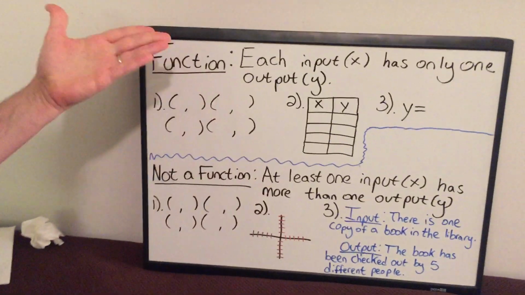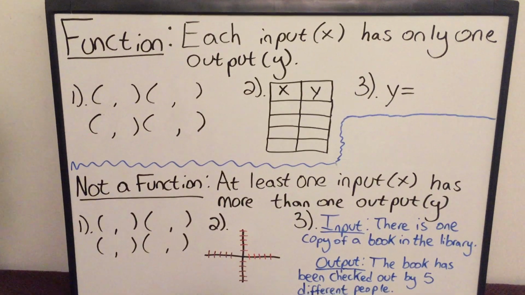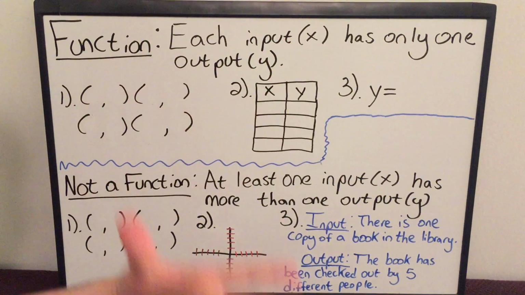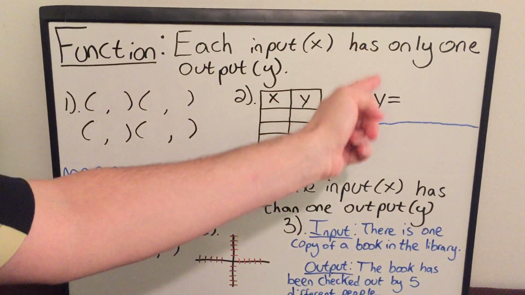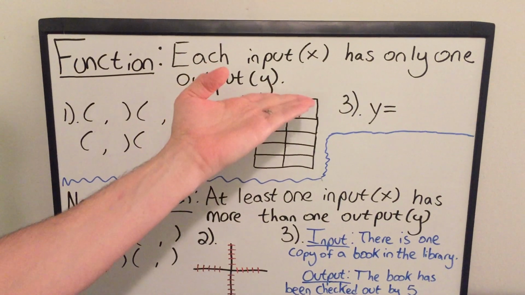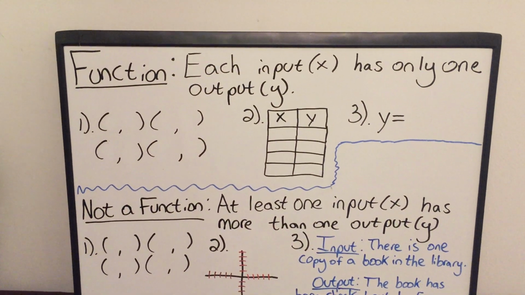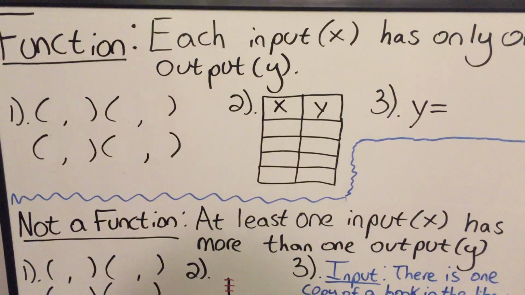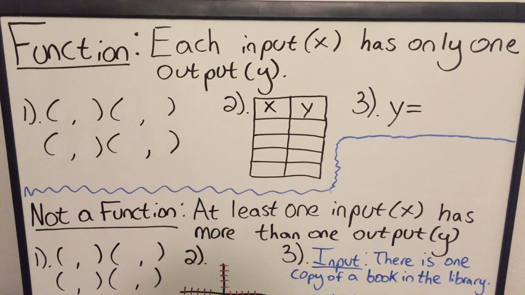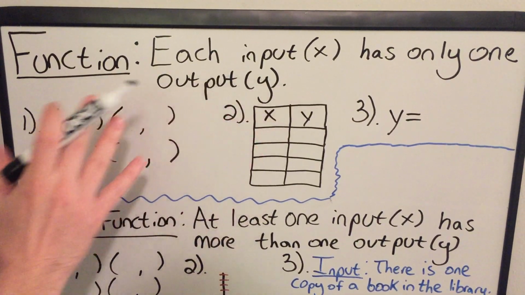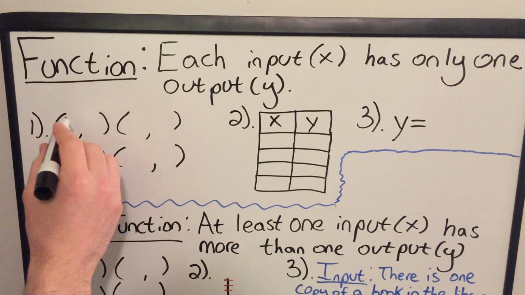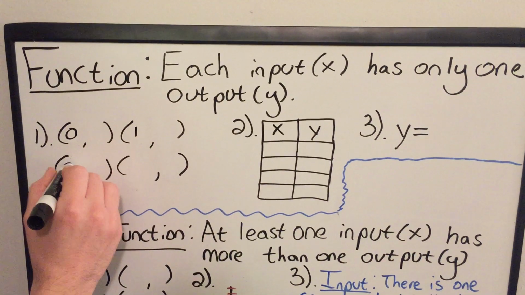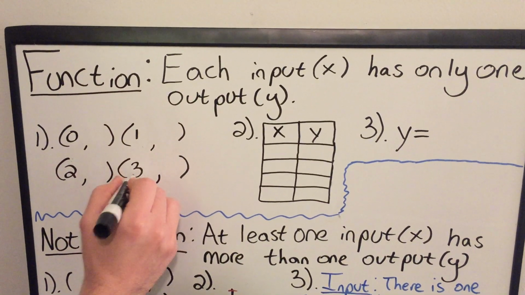Right here, the first thing we have to talk about is a function. Just a refresher, a function is where each input, usually we associate inputs with x, has only one output, y. I feel like the easiest thing to do first is to start with ordered pairs, just because ordered pairs are what a lot of people might feel comfortable with first. When we start with ordered pairs, I'm going to place x values in here: a 0, a 1, a 2, a 3.